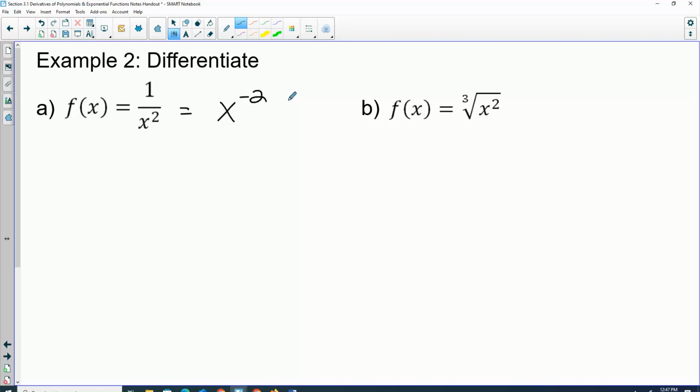Now, if I do the derivative, so f prime of x, the exponent comes down, so -2, we keep the x. If you subtract 1, -2 minus 1 is -3.